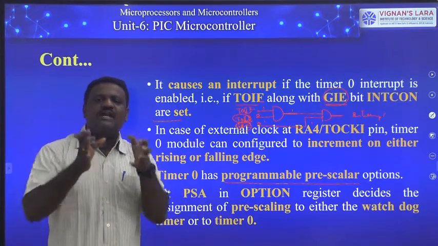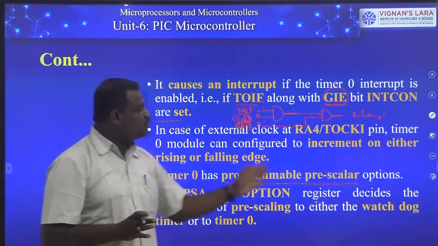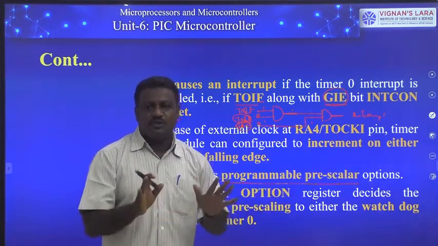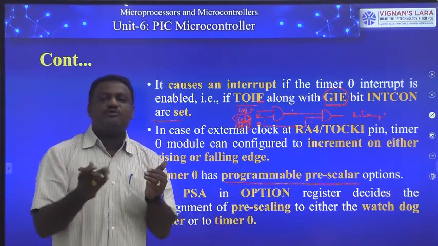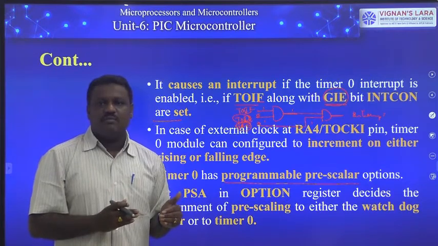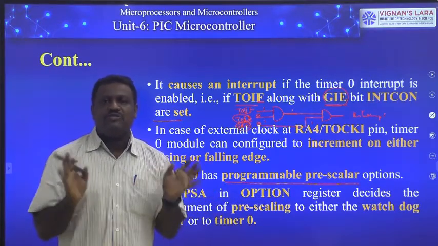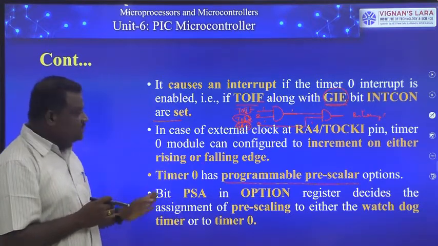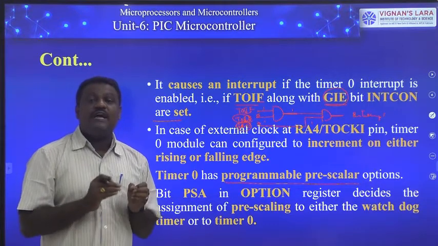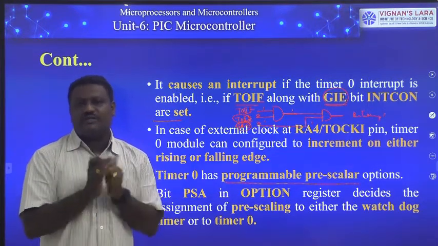That means your timer 0 has a provision that supports a programmable prescaler option. Basically, it is used to increase the time delays produced by timer 0 by selecting appropriate prescaling values, without changing the size of the timer itself. So that's the meaning of that. We do this prescaling with the help of the least significant nibble of bits in the option register.